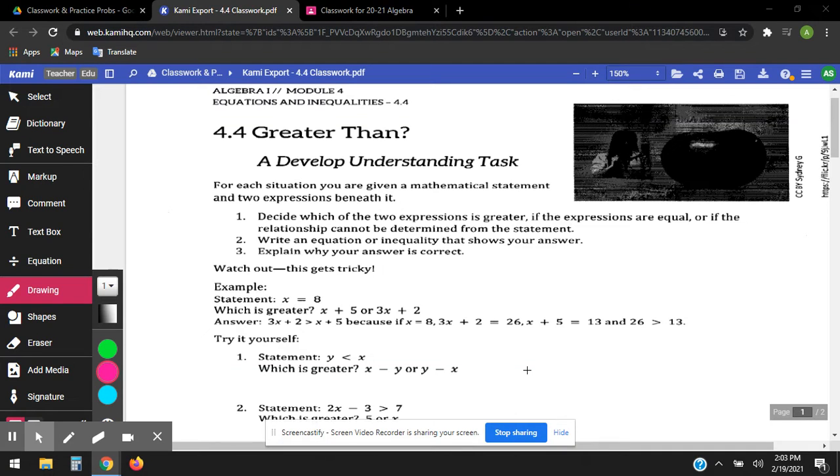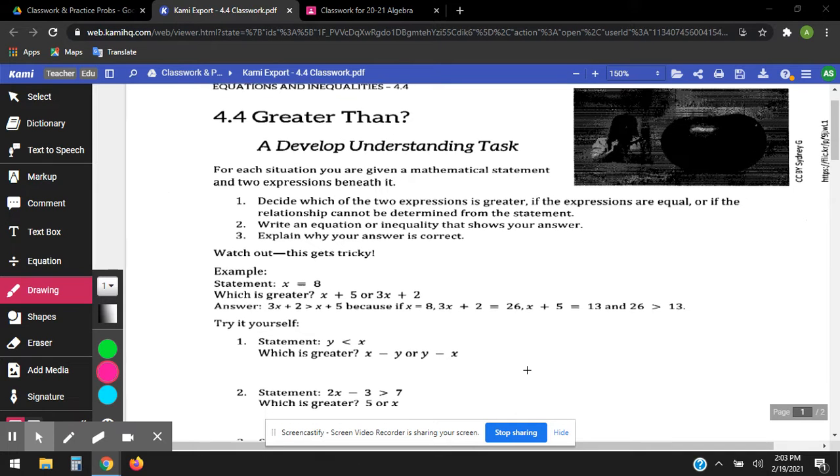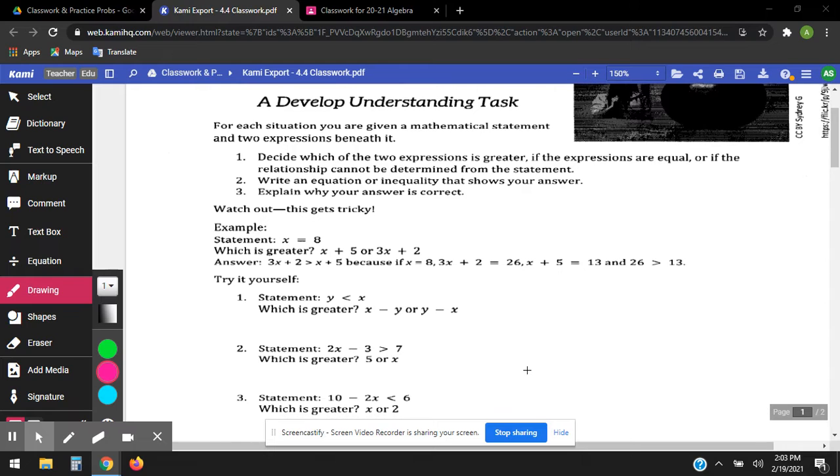Hi, this is Algebra 1, Module 4, Lesson 4, greater than. So now we're going to start looking at inequalities and seeing if we can find some rules or some different things, some patterns as we're looking through them.